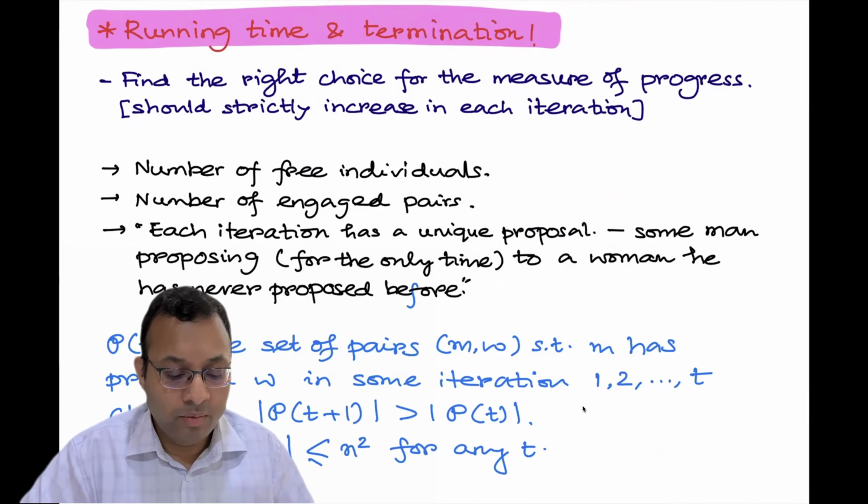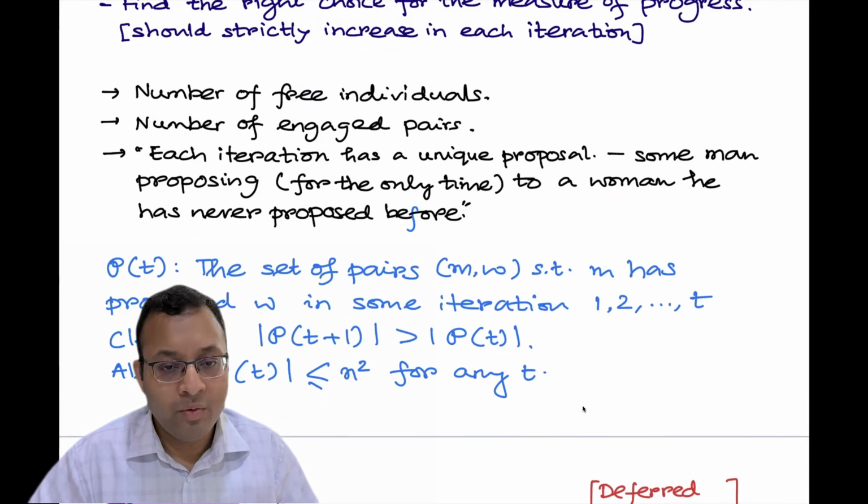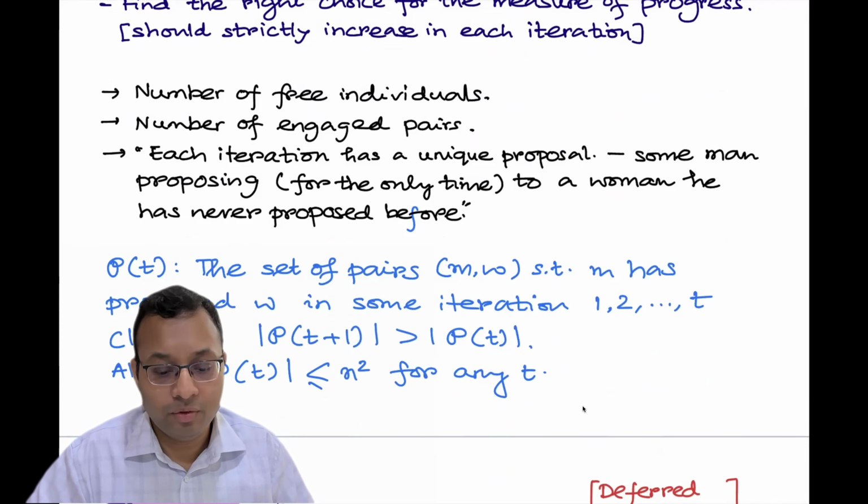The third proposition is, let's consider each iteration, and as we mentioned earlier, each iteration has a unique proposal. A man will propose to a woman and the woman rejects. If she rejects, then he will not propose to that same woman again. So each proposal is unique, and each iteration will have some man proposing for the first time, and it's also the only time, to a woman whom he has never proposed to before.